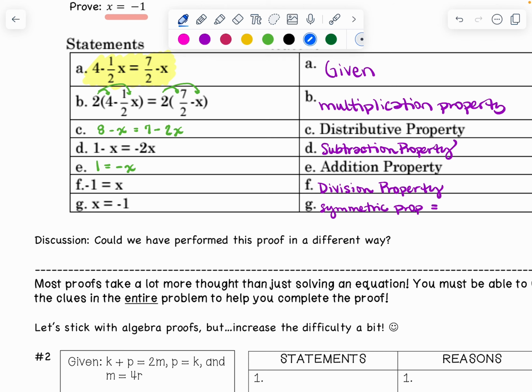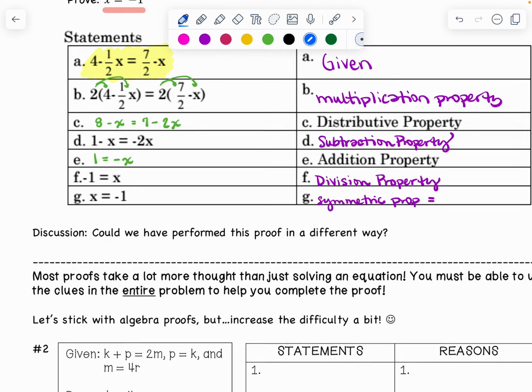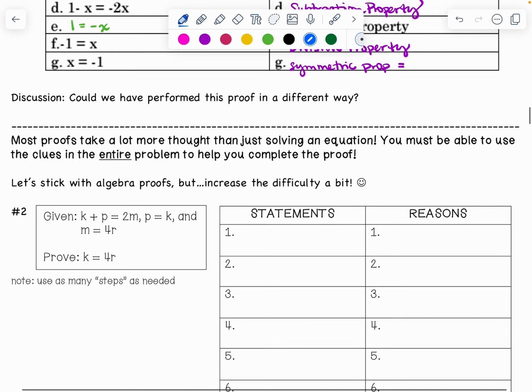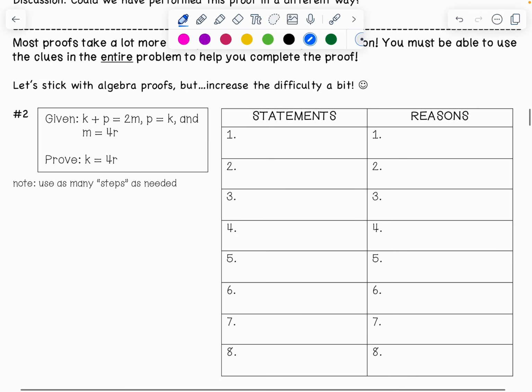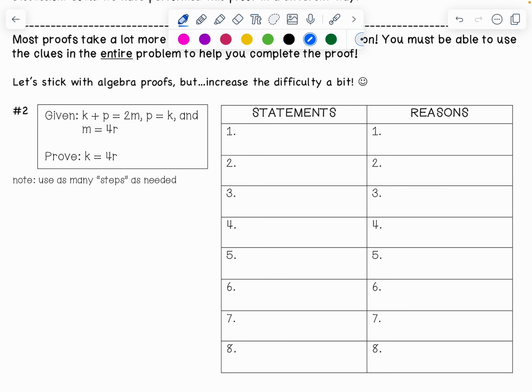All right, so now we're going to up the difficulty just a tiny bit so you can get an idea of what we're actually going to be working with when we do geometric proofs, okay? I love these examples. Notice there's lots of givens, which is awesome, right? The more givens, the better, because the givens are your clues. So the more clues, usually the easier it's going to make it. All of this are my given statements.